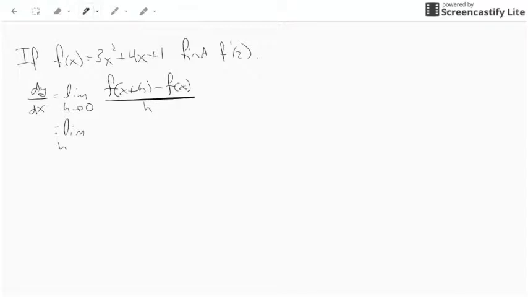All right, now we've got to jump into this. So this is the limit as h approaches 0. Now f(x + h), remember what our original function is. It's 3x² + 4x + 1.